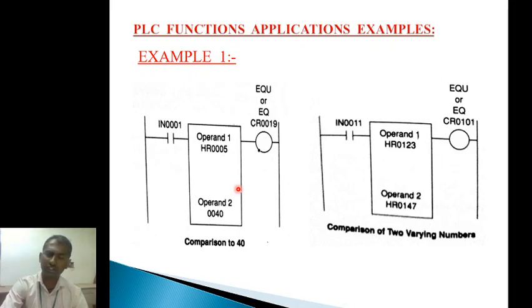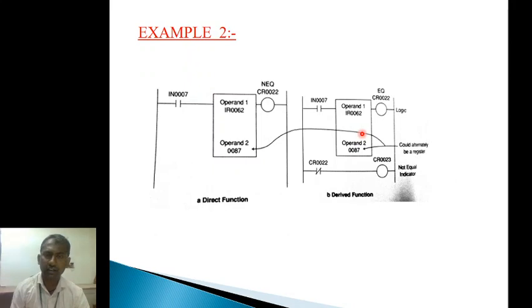In the derived form you also have the EQ. We need not go for the derived form for the equal function and the greater than or equal to function. The next one is the not equal to function. For the not equal to function, we may directly have the not equal to function like this. That means if the value 87 is not equal to the value present in IR0062, then this particular output will be on. So this is the direct representation. And if you want to go for the derived representation, we can have only the equal to function.